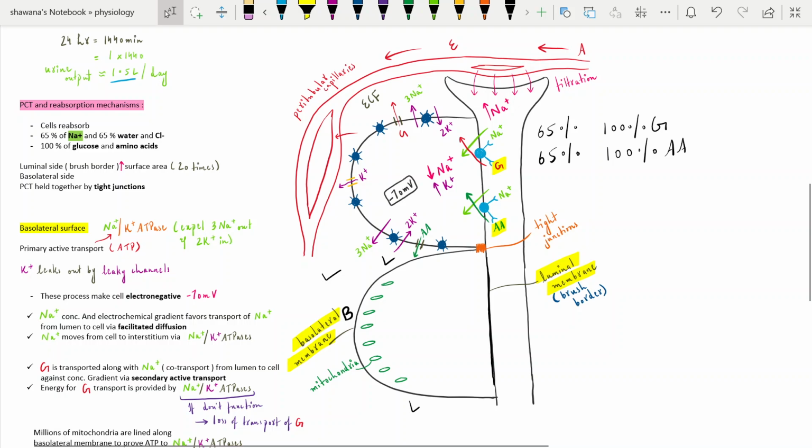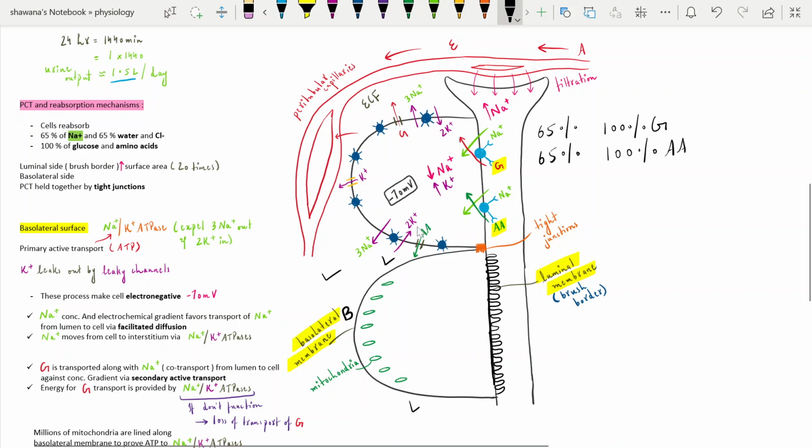Luminal membrane is also known as the brush border because a lot of brush is present here, and the function of these villi, or we can say brush border, is to increase the surface area for reabsorption, and it has increased the surface area for reabsorption 20 times.